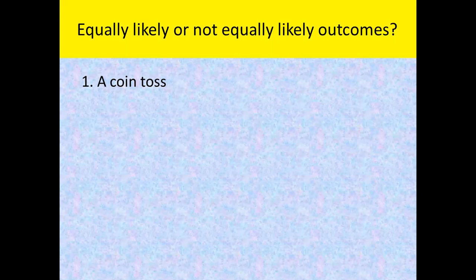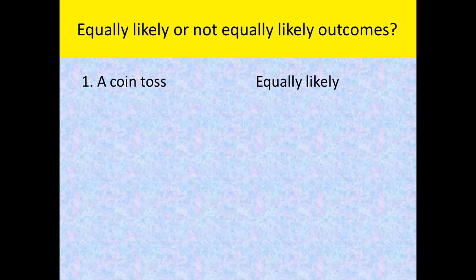So therefore, it is equally likely. Why equal? Take note that there are two sides of the coin only, so the chance is the same. You can either get the head or the tail. So the chance is 50-50, which means it is equally likely.